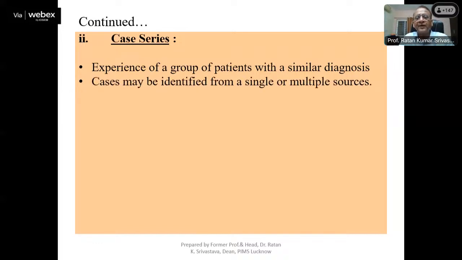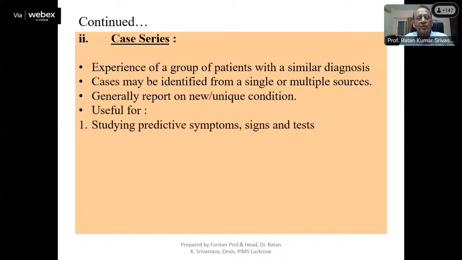Cases may be identified from a single or multiple sources, and generally report on a new or unique condition. It is useful for studying predictive symptoms, signs, and tests, because after you have observed some cases continuously for 3 years, you can predict that if similar cases occur, we can treat. Like when we came across that arthritis in 1992, we predicted and gave patients tetracycline and penicillin. There was a dramatic improvement.